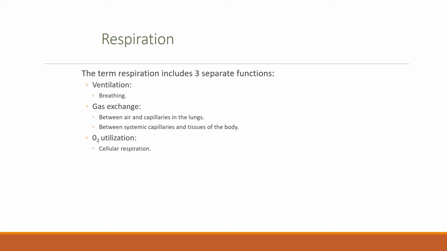The second function is gas exchange, and this occurs between the air and the capillaries in the lungs, and then between the systemic capillaries and tissues of the body. Oxygen concentration is higher in the lungs than in the blood, so oxygen diffuses into the blood, whereas carbon dioxide concentration in the blood is higher than in the lungs, so carbon dioxide diffuses out of the blood. Both are going to move down their concentration gradients with the principle of diffusion.